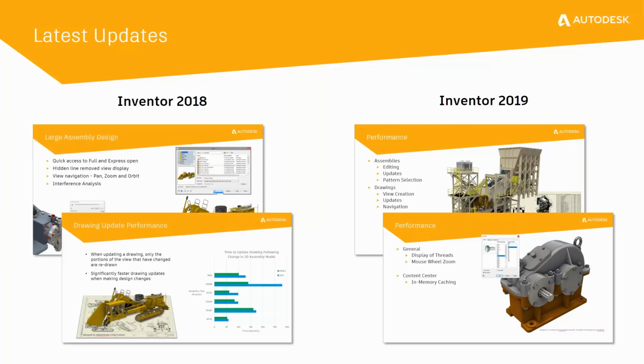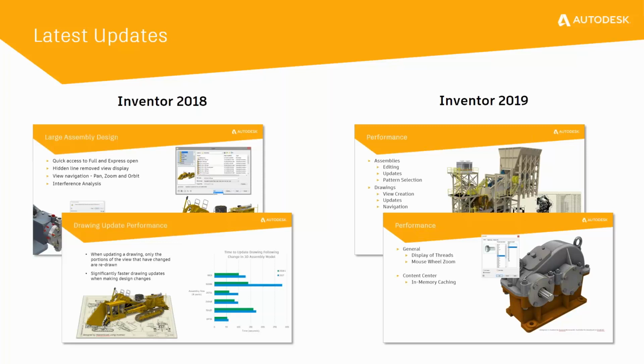In many cases, lots of customers have access to those. They're paying maintenance, or they've got a subscription which would give them access to the latest updates. Simply looking to, say, Inventor 2018, which had a number of performance updates, both working with large assemblies, the assembly files themselves, but also drawings as well, and working with drawing performance. You can see those on the left.